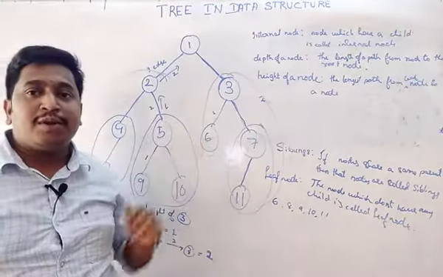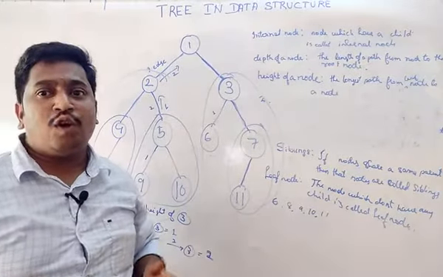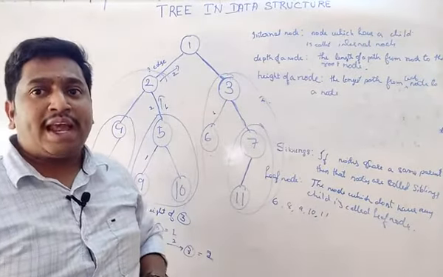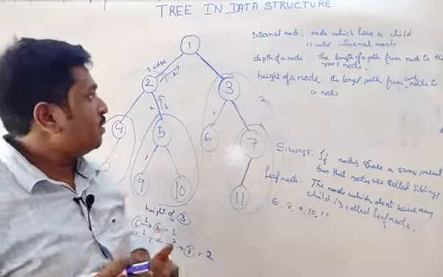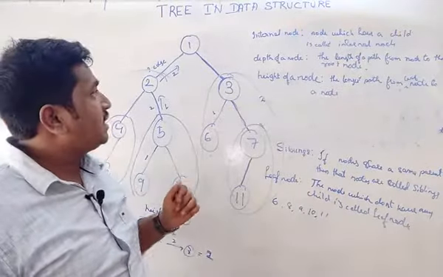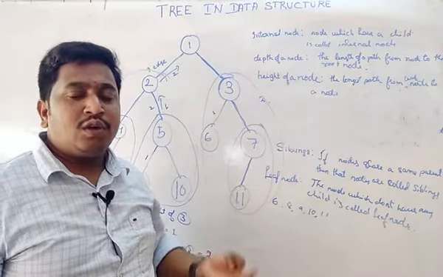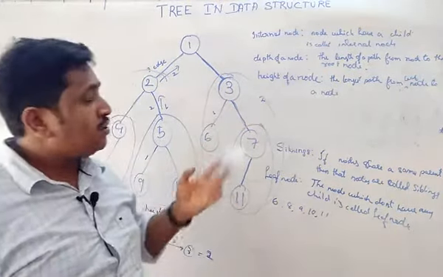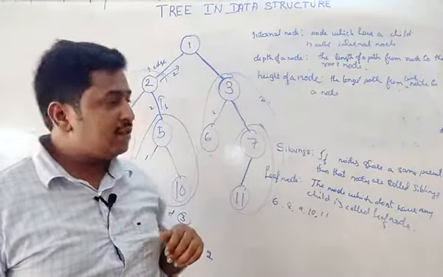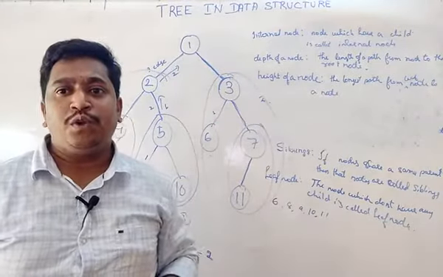So these are all some terminologies in trees. A tree is a collection of elements or objects called nodes which are arranged in a hierarchical manner. So we saw some terminologies in trees, that is root, parent node, child node, internal nodes, edges, height of the node, depth of the node, siblings, and so on.